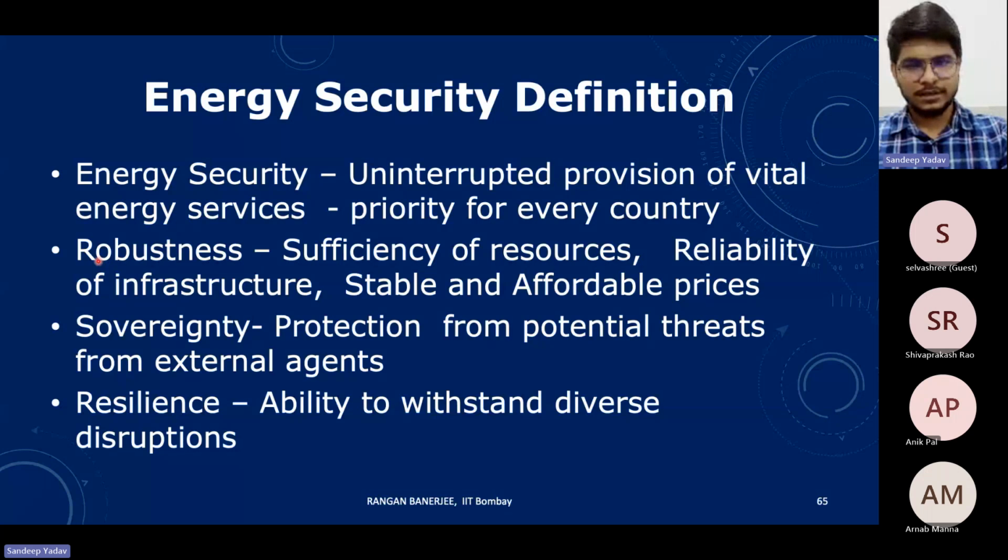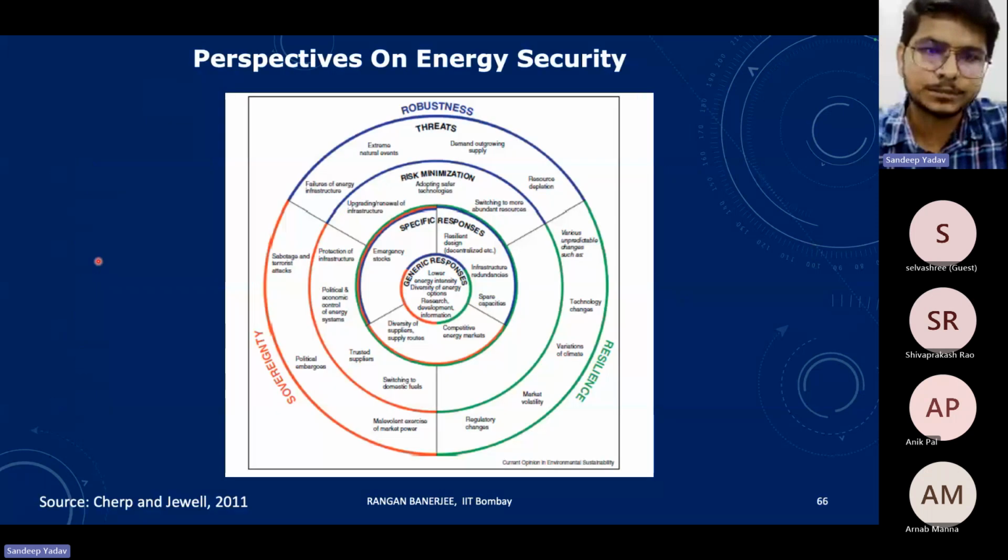If you see the first thing, robustness: what is the sufficiency of the resources? How reliable is our infrastructure? Sovereignty is the protection from potential threats. Like if the Gulf countries stop the supply of oil, how sovereign is our system from there? And resilience is the ability to withstand diverse disruptions like recessions, tsunamis and other things. How can we withstand them in our energy systems?